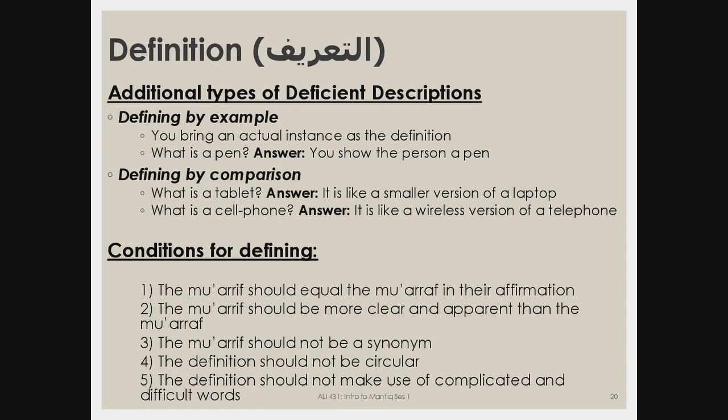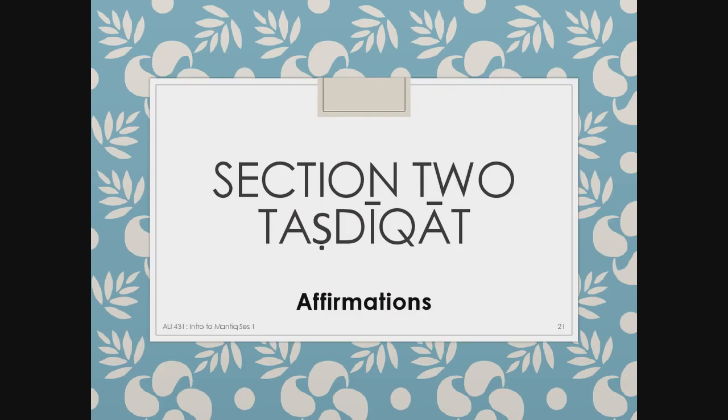Okay. Sometimes I do it with comparisons. Okay, what is a tablet or what is a cell phone? A cell phone is like a wireless version of a telephone. Okay, like a landline. What's a tablet? It's a smaller version of a laptop. It's a smaller version of a computer. Right? I just gave you a comparison. I didn't define anything specifically for you. I didn't talk to you about the essence of a tablet and the essence of a cell phone. I just gave you a comparison.